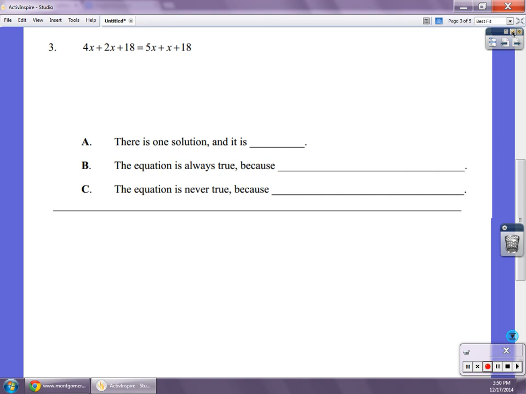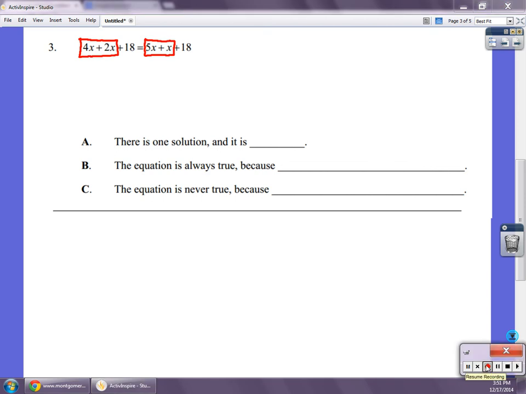So let's do that with our x values on each side of the equation. On the left side of the equation, I have 4x plus 2x. Those are like terms. And on the right side of the equation, I have 5x plus x, and those are also like terms. We only combine like terms on the same side of the equation.